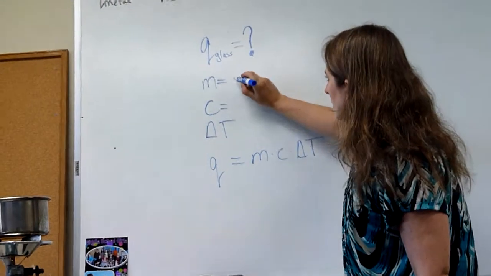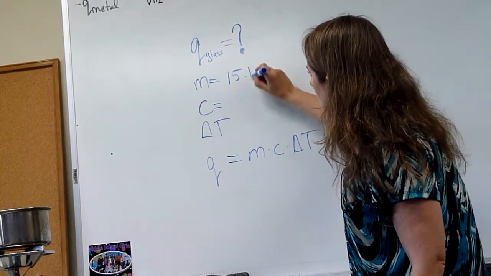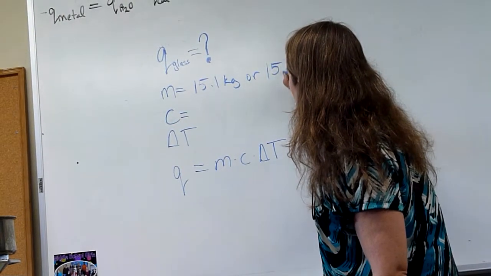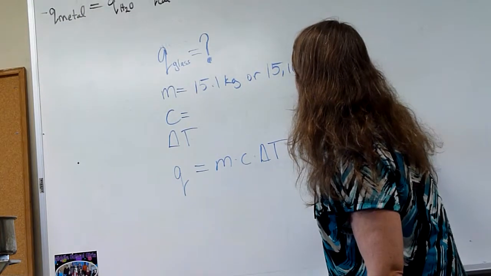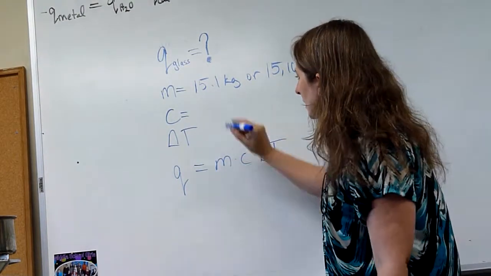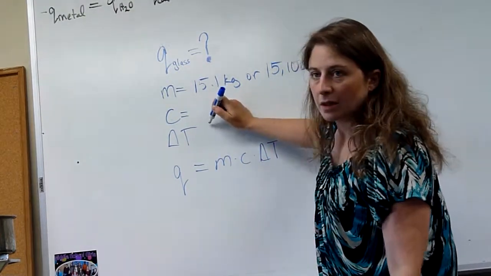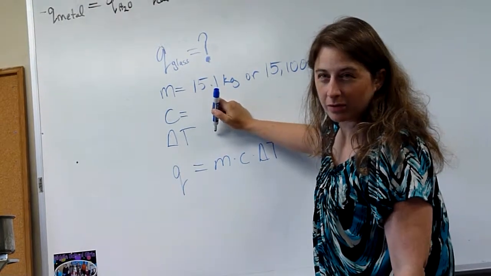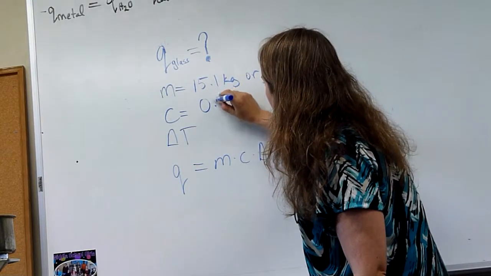Alright, we want to know Q. Do we know mass? Yes, it was 15.1 kilograms, which comes to 15,100 grams. And C, no idea. For the C of glass, you probably had to look in a chart. Yeah, 0.8372.